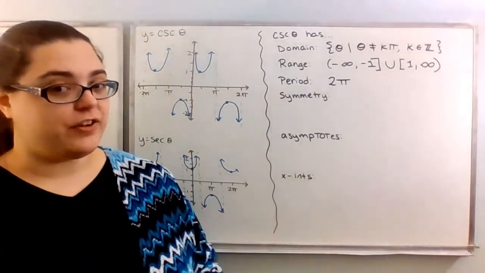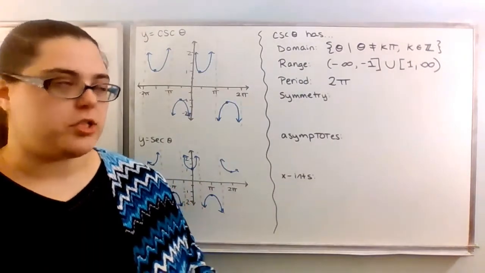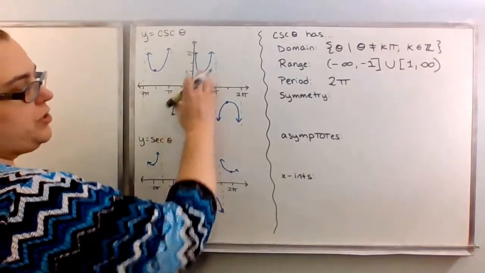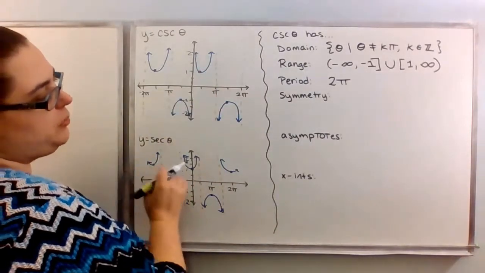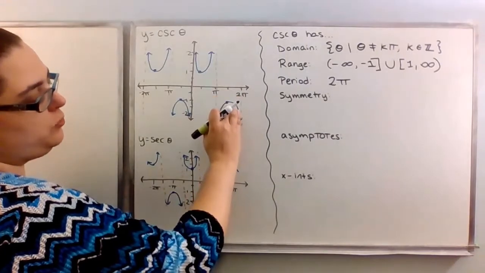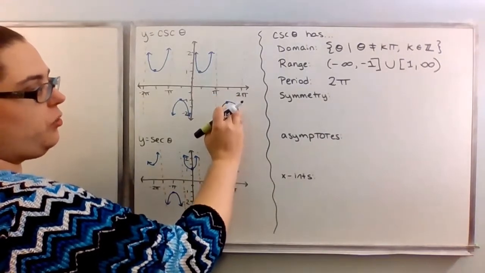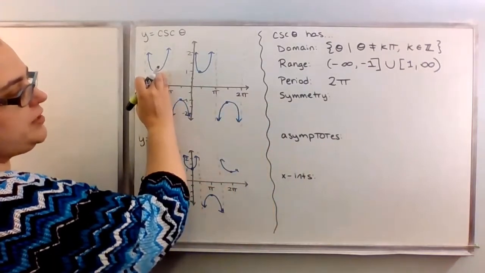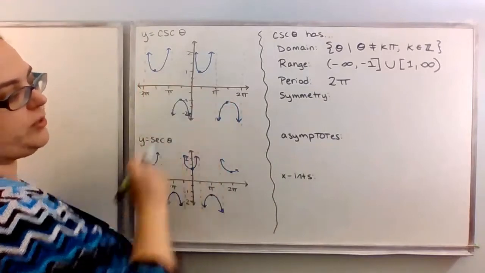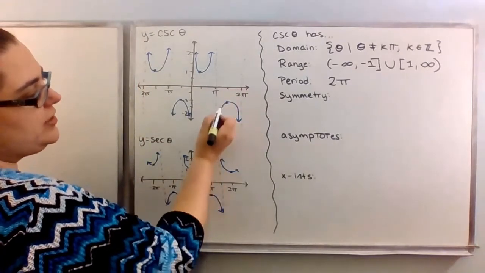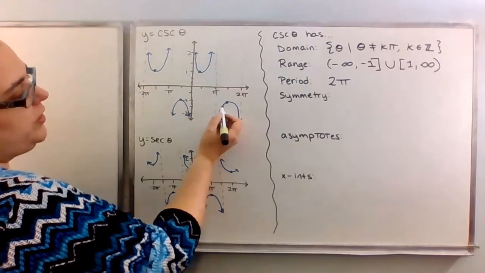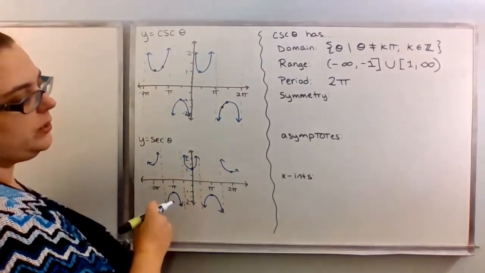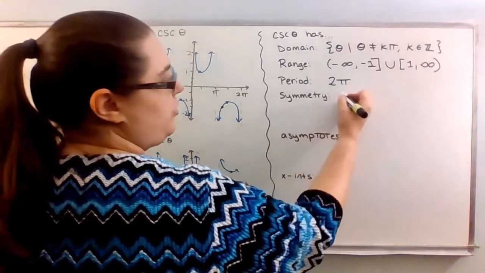Now, like the sine function is odd because it's symmetric through the origin, the cosecant function is also going to be odd because it is also symmetric through the origin. So for example, if I have the point 3 pi halves, negative 1, if I'm symmetric through the origin, I'll have the negative x, negative y. So negative 3 pi halves, positive 1. So that's a good little check that we can do. Or if I have, let's say, this point here, that's going to correspond to this point here if we reflect it through the origin. So we are symmetrical through the origin.